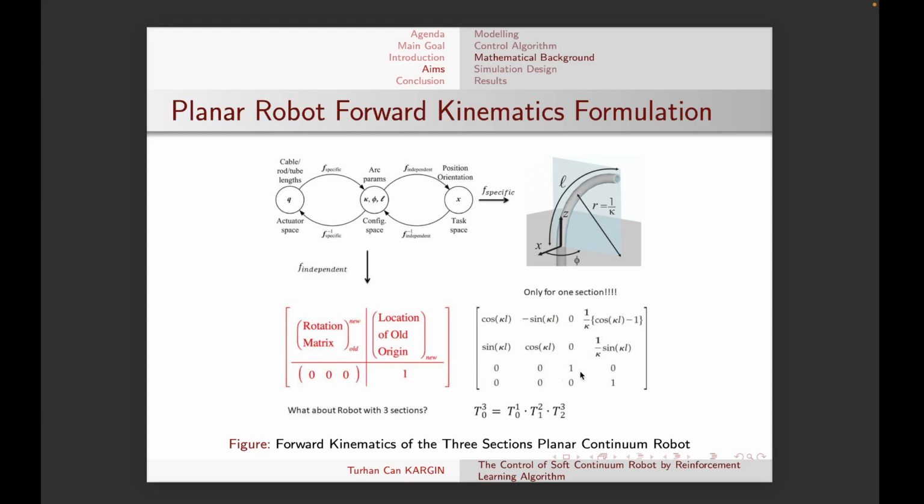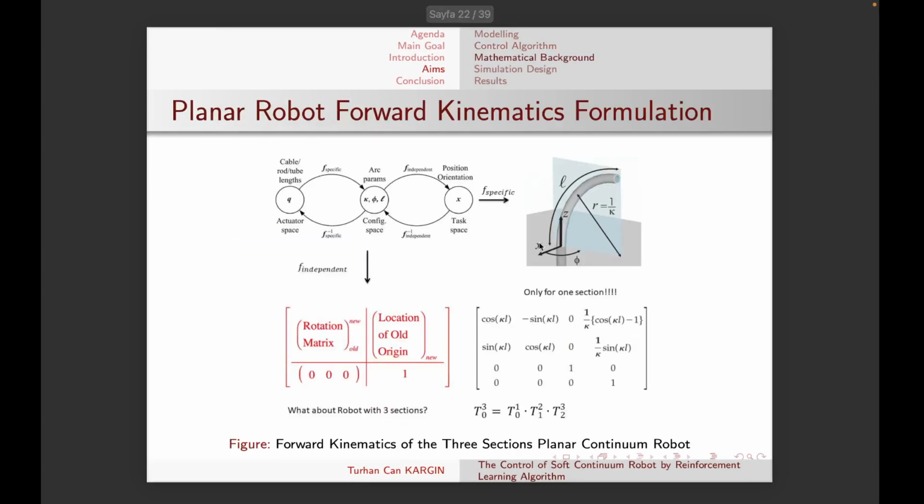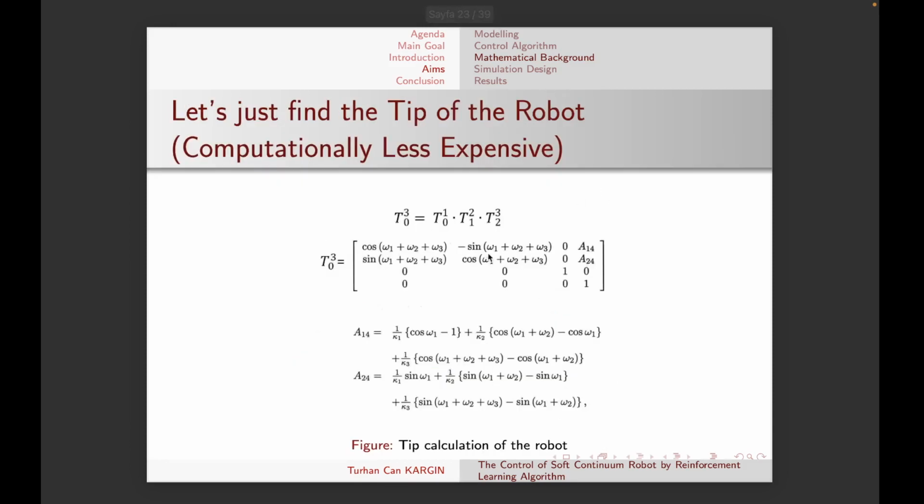And here is the homogeneous transformation matrix that I took from the article that I mentioned here. We defined this matrix for each section, and then we multiply them so that we have a position for each section. But in the algorithm I use just the position of the tip of the robot, because it is computationally less expensive for the algorithm.